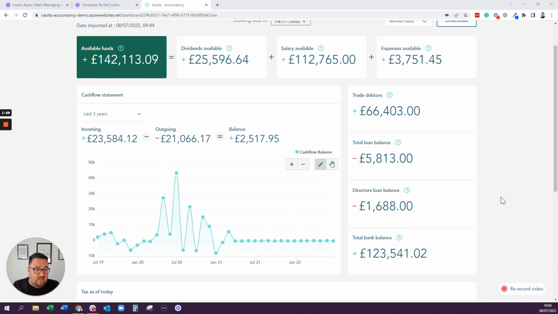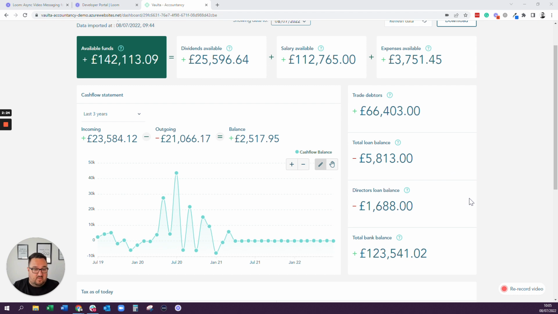Number 3 is a favourite for all accountants, but it's around the director's loan balance. So is it overdrawn? Is it positive or negative? And in case you forget which way around here, we even have this handy tooltip here which talks about what this means. So it reminds you a positive balance here means that you are owed this money from your business, and negative balance here means you owe your business this money. So in this case, this is an overdrawn director's loan.